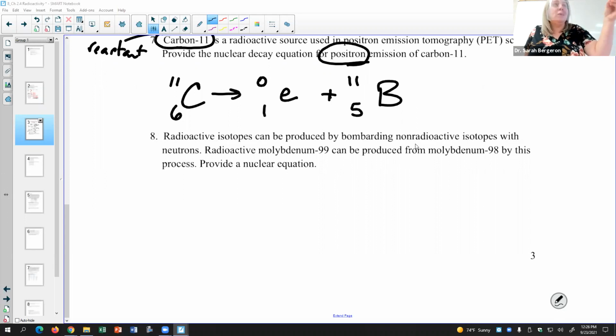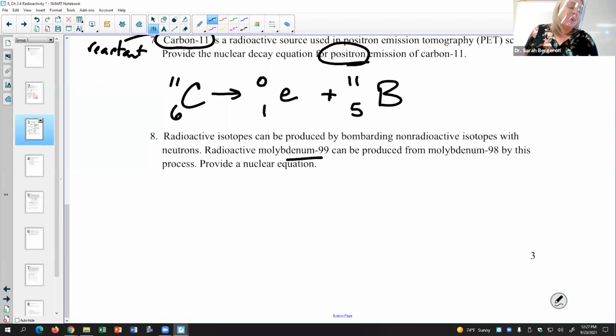Well, if you get so many neutrons in there that the atom becomes unstable, then that atom becomes radioactive, starts emitting things to try to get back to that stable point. So this is how they actually make medically relevant radioactive substances, right? So here we have radioactive molybdenum 99, which is produced from molybdenum 98 by this process. Provide a nuclear equation.